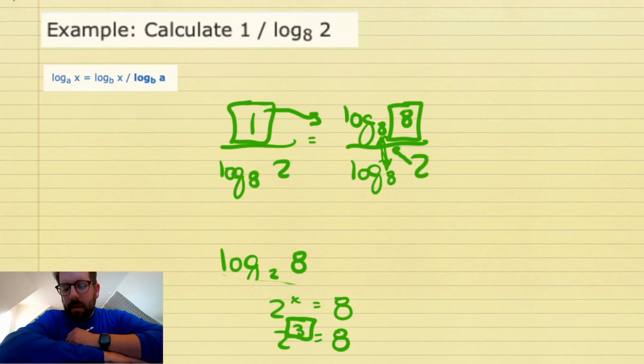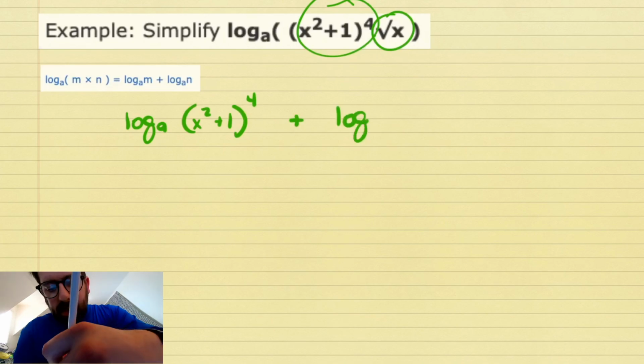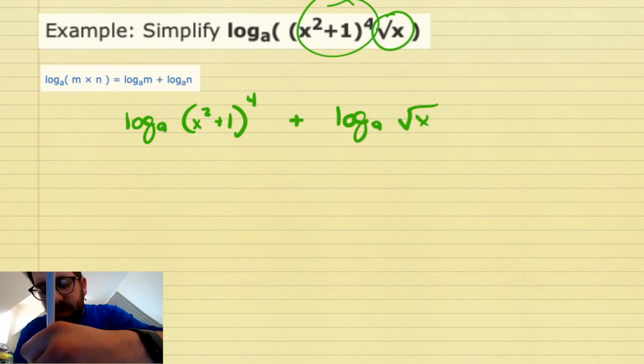Log base a of the x squared plus 1 to the fourth power, plus the other log base a of the square root of x. Again, this is telling me what to do. It's telling me that if I have the same base, I can separate these 2 items that were being multiplied together into their own logarithms just with a plus sign between them, which I did here.